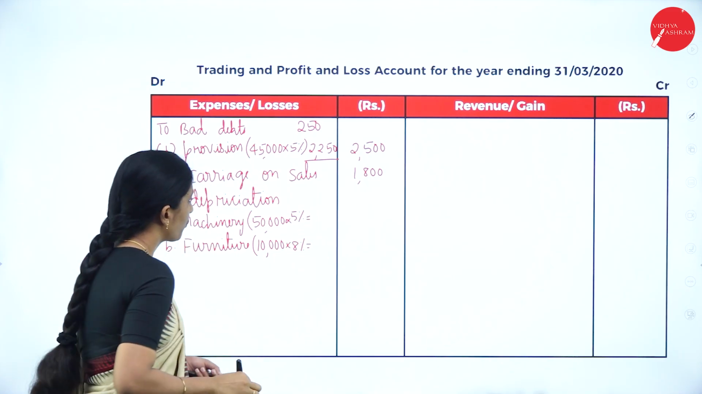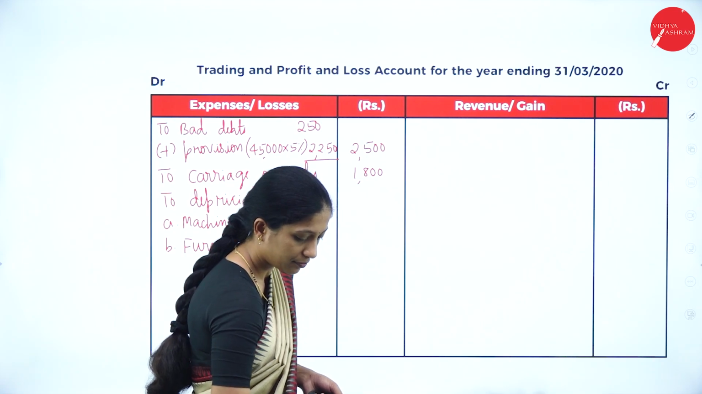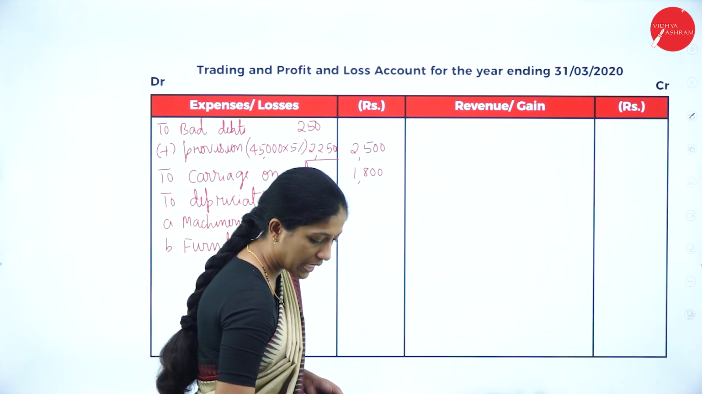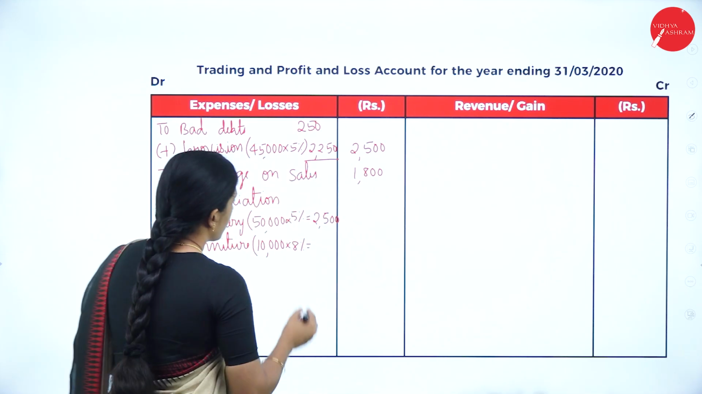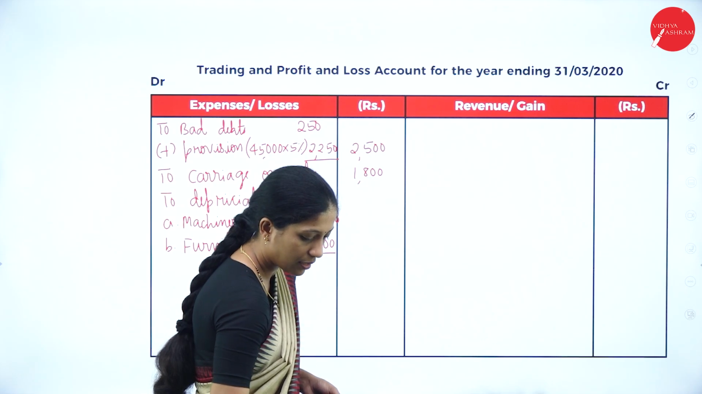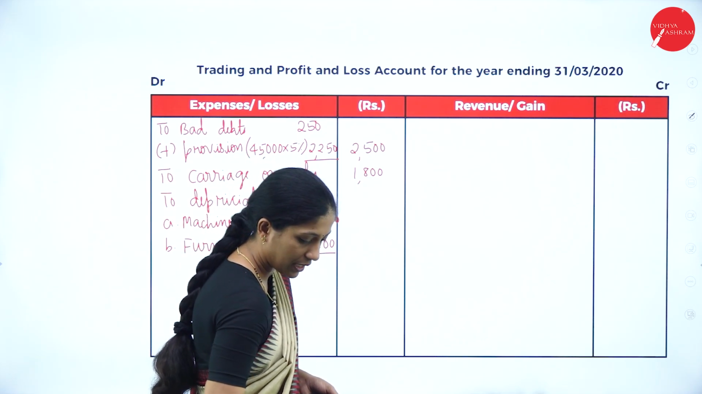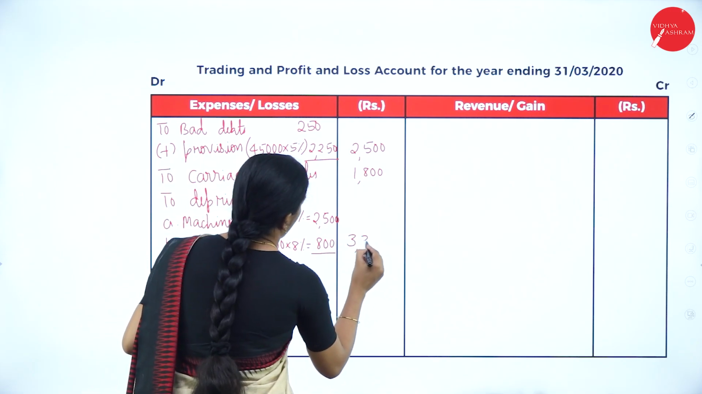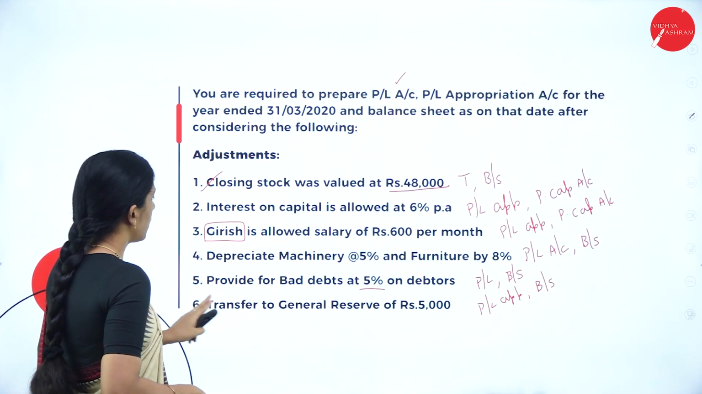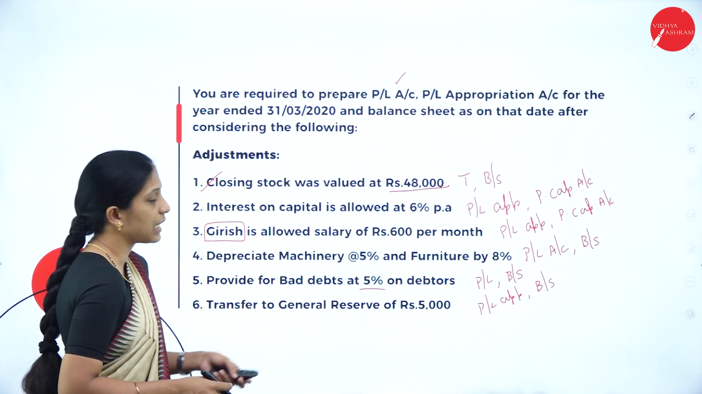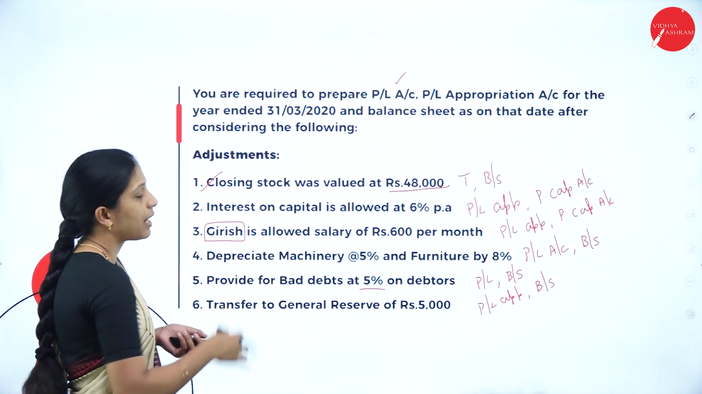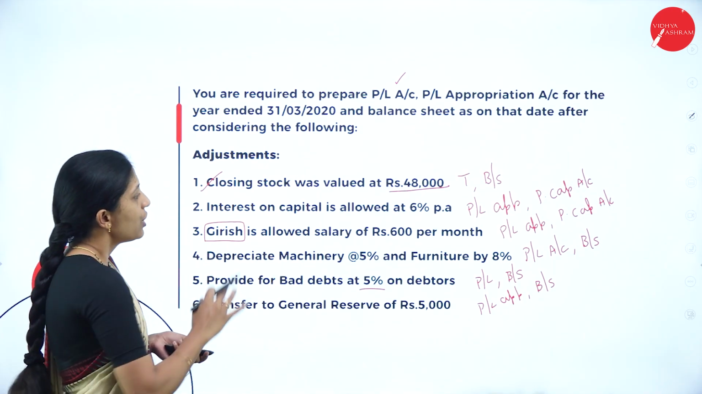So 50,000 into 5% is 2,500 and 10,000 into 8% is 800. Once again we check: 800 plus 2,500 will be 3,300. So the total of depreciation is 3,300. Next, provide for bad debts. Already we have added that in your debtors. Next, transfer to general reserve. This will come under P&L appropriation account as well as balance sheet. So we are done with this.